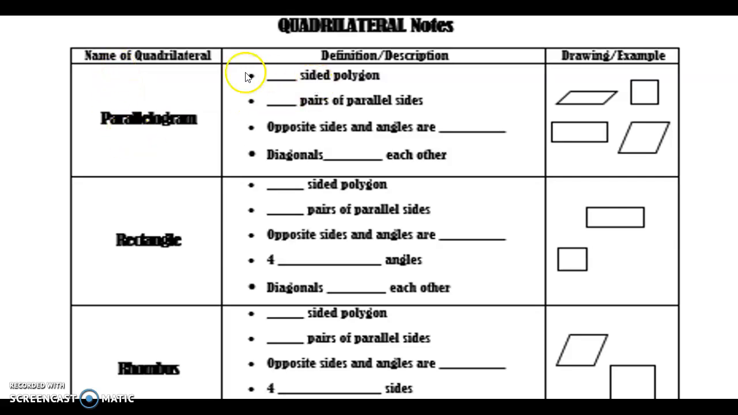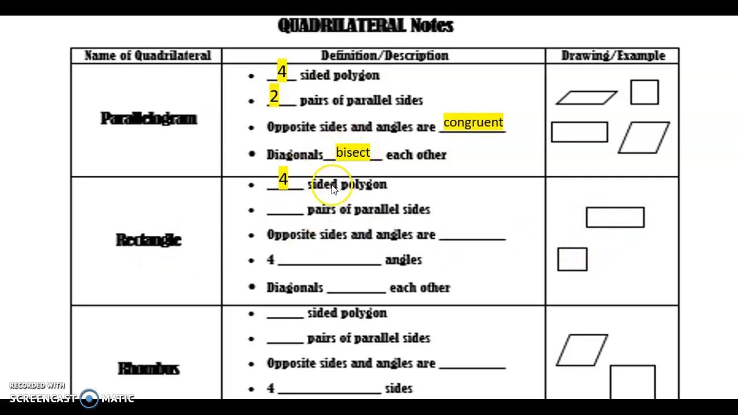So parallelograms are 4-sided polygons. They have 2 pairs of parallel sides. Here's some examples over here. The opposite sides and angles are congruent, and the diagonals bisect each other, meaning that when they cross, they cut each other in half. The other half is exactly the same length as the other side. And diagonals are from one corner to the other. So from that corner to that corner and that corner to that corner, they bisect each other.